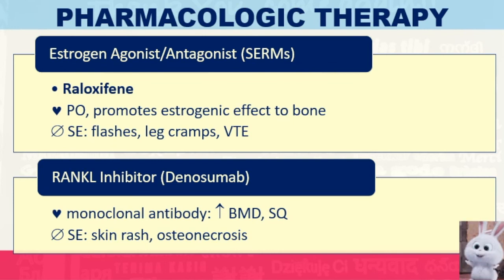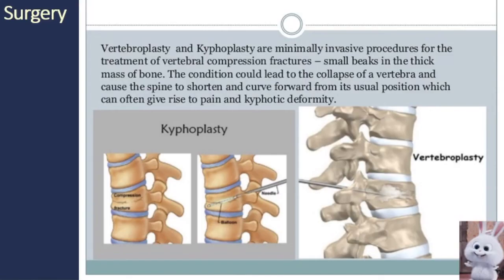Then you have your RANKL inhibitor, an example of which is your denosumab. So among the new medications, a monoclonal antibody which is able to increase the bone mineral density. It's given subcutaneously. It has the risk of skin rashes and osteonecrosis. We have mentioned about the surgery earlier. So you have your vertebroplasty and then you have your kyphoplasty. Recall that I've mentioned that this would use your PMMA. So going back to these surgeries, when I say vertebroplasty, it is an injection of bone cement into the vertebral body itself.